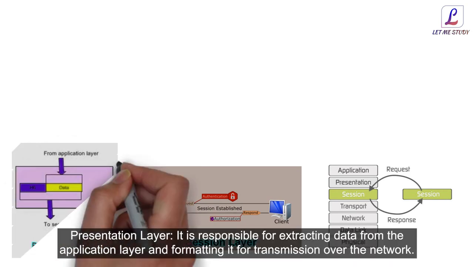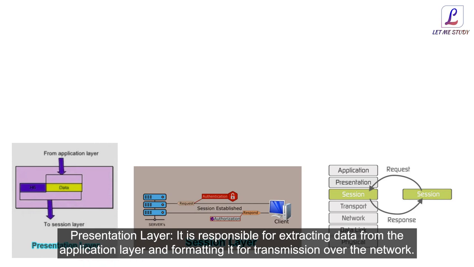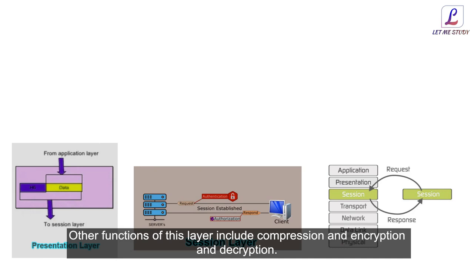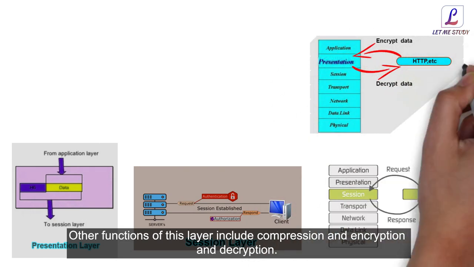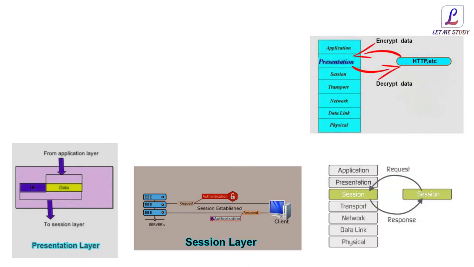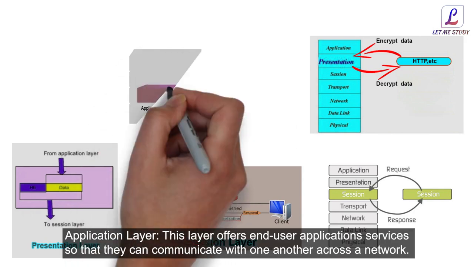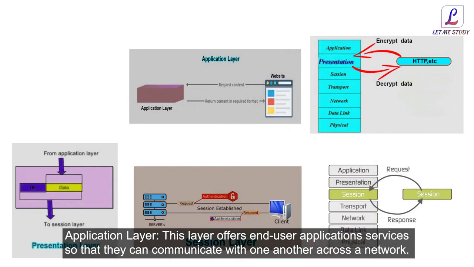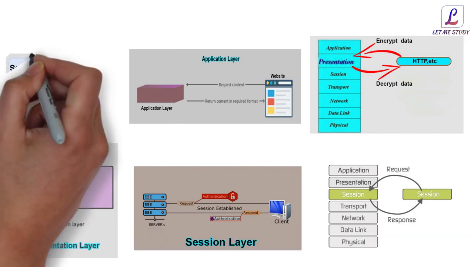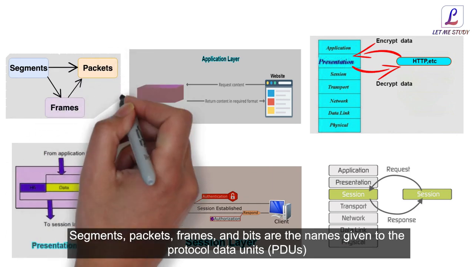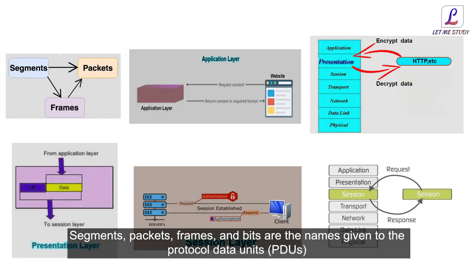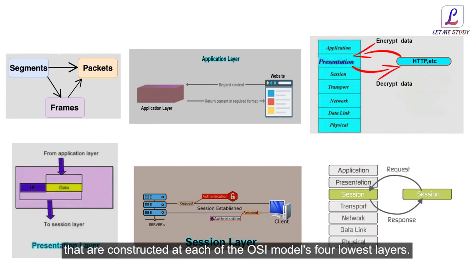Presentation layer. It is responsible for extracting data from the application layer and formatting it for transmission over the network. Other functions of this layer include compression and encryption and decryption. Application layer. This layer offers end-user application services so that they can communicate with one another across a network. Segments, packets, frames, and bits are the names given to the protocol data units, PDUs, that are constructed at each of the OSI model's four lowest layers.